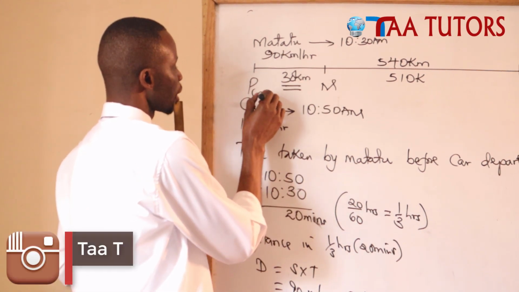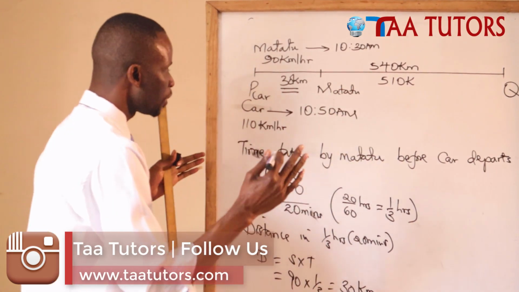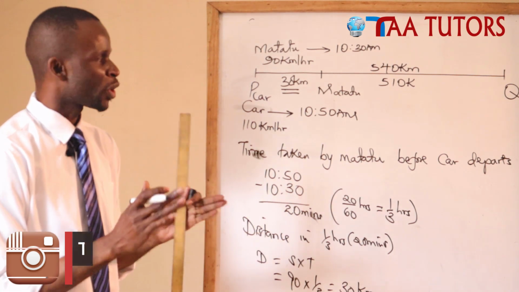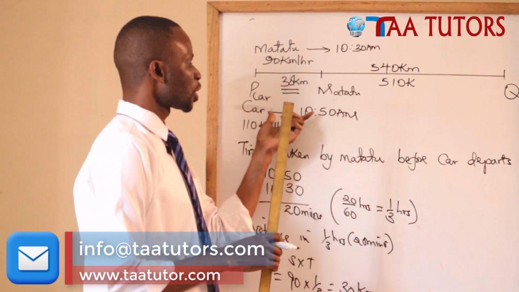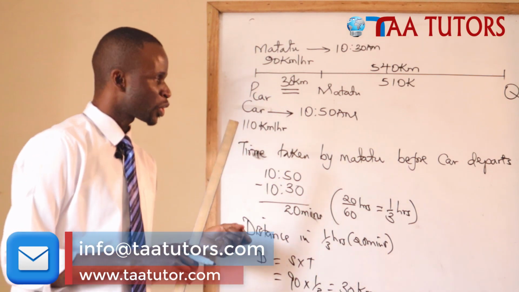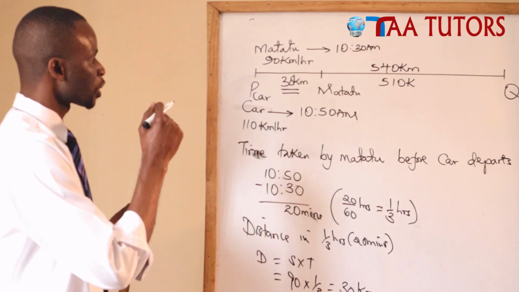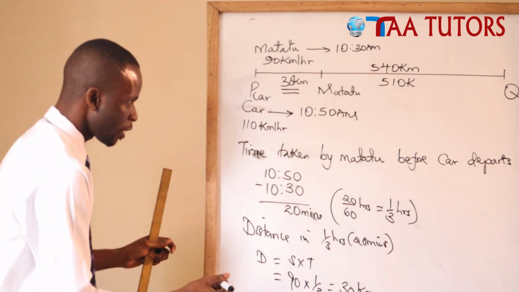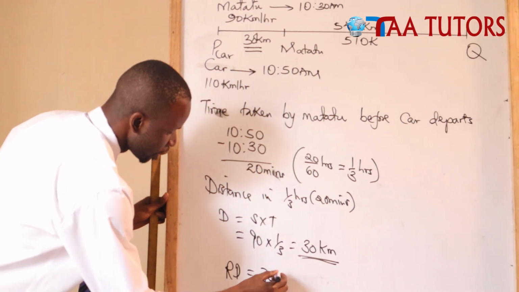The car is starting here, but the matatu already is at that particular point. So the relative distance, I said, is the distance between two moving objects, and therefore the distance between these two moving objects is 30 kilometers, and this is very, very important in this particular question. So 30 kilometers is now the distance between the matatu and the car. So we have our relative distance.